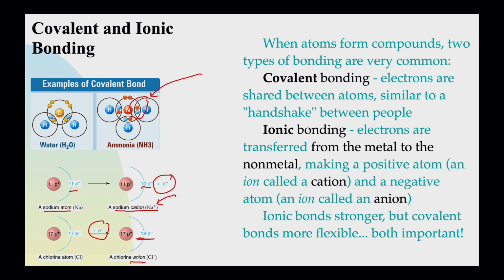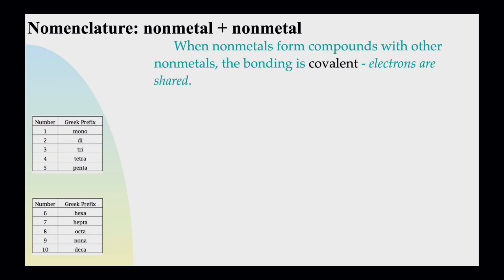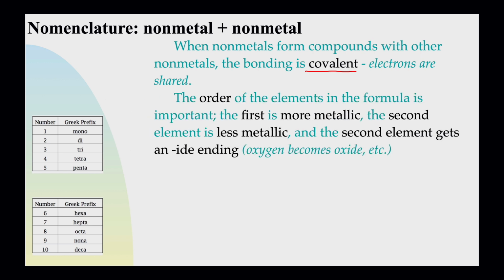So let's look at the nomenclature of nonmetal and nonmetal compounds. In this kind, you're going to use things just from the upper right-hand corner. There's going to be no metals in this one. And if you have nonmetals coming together, that's when you're going to get into those covalent bonds where the electrons are shared. And nonmetals are usually not too hard to name.